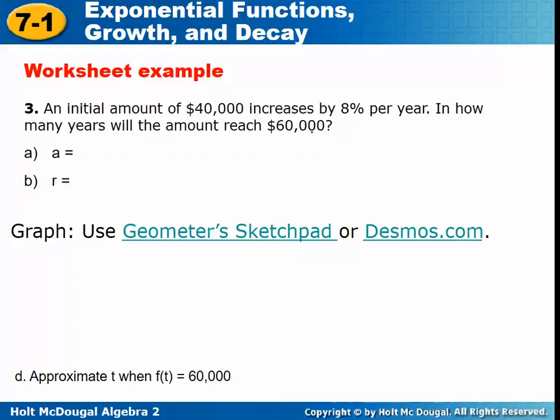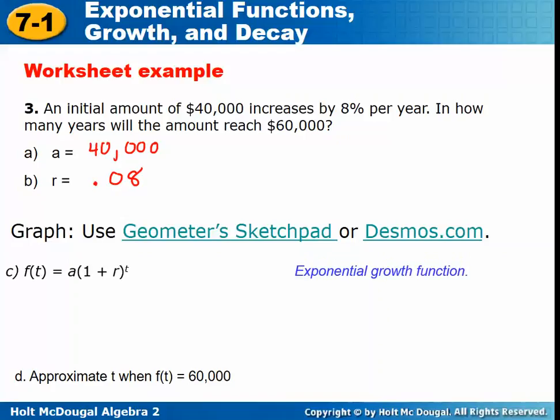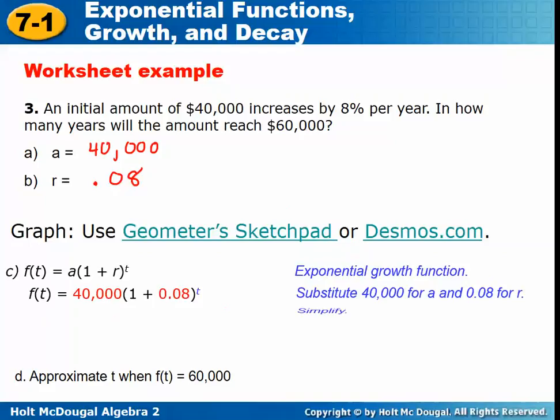It's exponential increasing. Our initial value is 40,000. Our R value, remember we have to use a decimal, so it's 0.08. Now the next question to figure out is C, which is what is the function? What is our model? We have to replace A and R with our values that we just found in A and B. So 40,000 is A and 0.08 is R, so we write it like that, and then we can simplify that a little bit by just adding the 1 and the 0.08 to get 1.08.